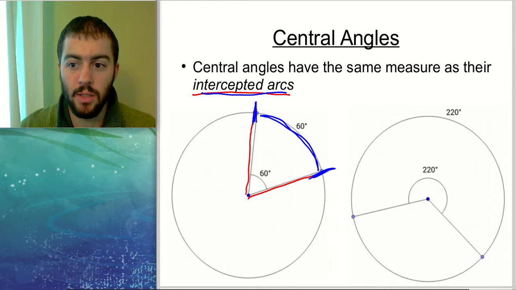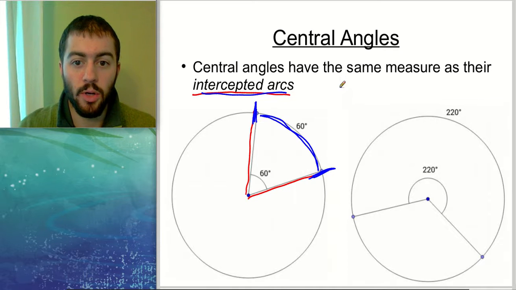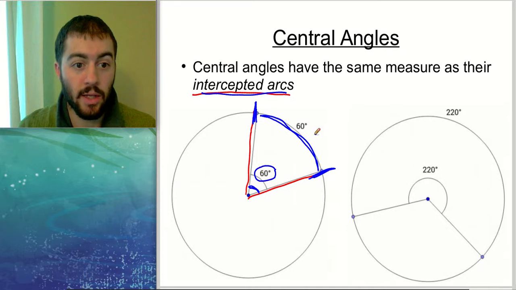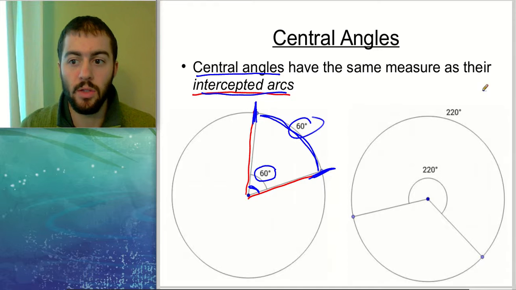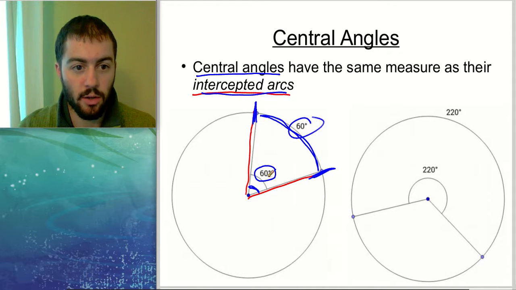So the rule here was the central angle has the same measure as the intercepted arc. In other words, the angle that we made here between these two lines is 60 degrees. So the arc that is intercepted by that central angle is going to have the same measure, also 60 degrees. These are always going to match up if we're dealing with central angles. We're going to talk about different types of angles in a minute, but for central angles, the rule is the central angle measure equals the measure of the intercepted arc.